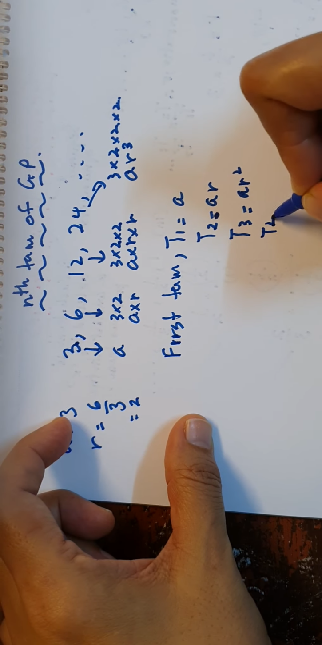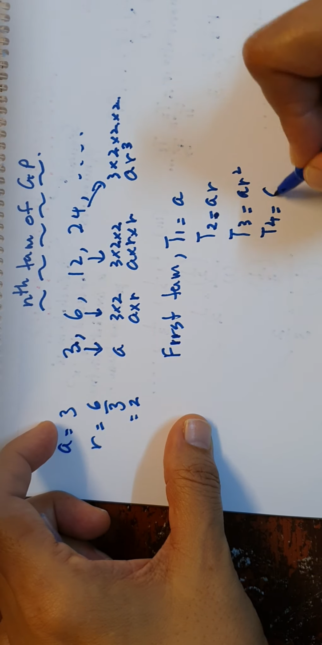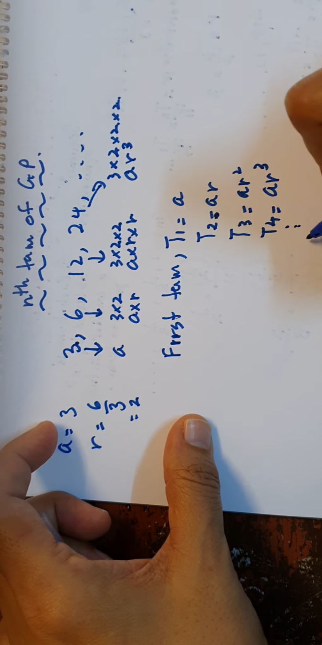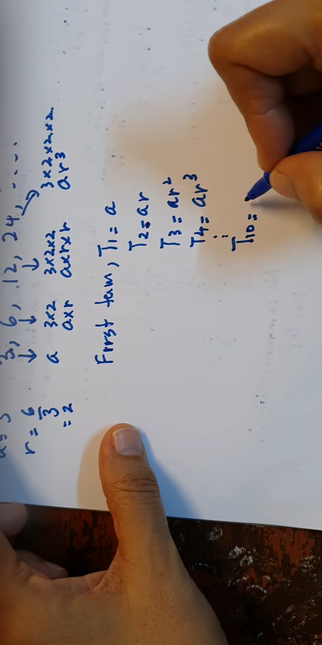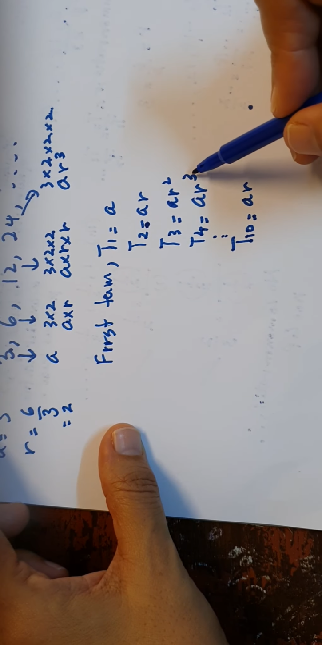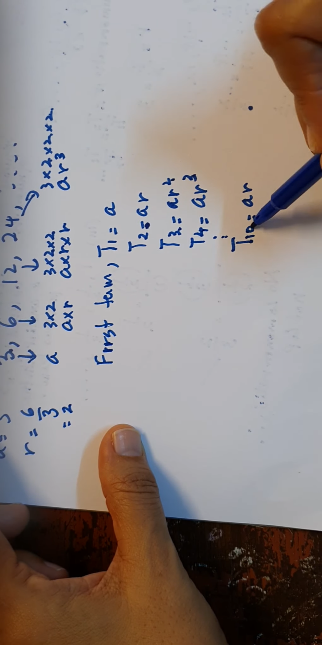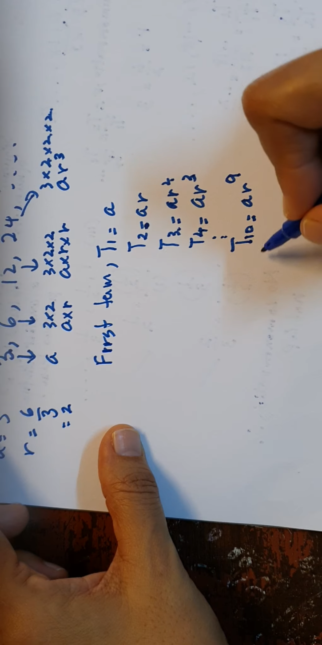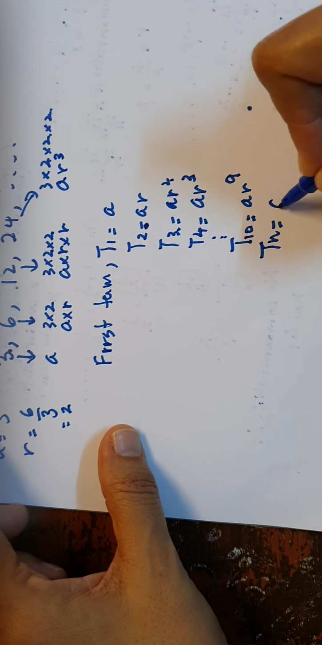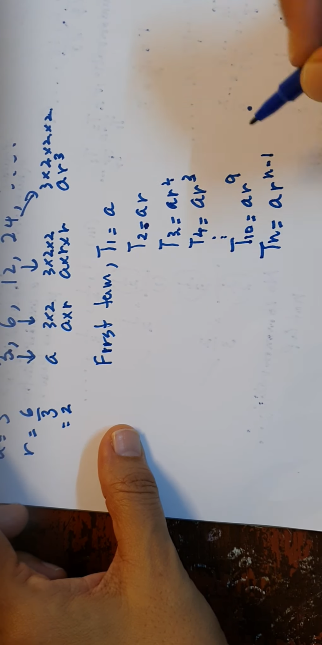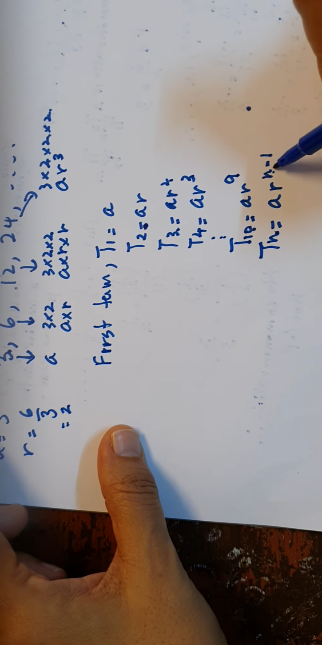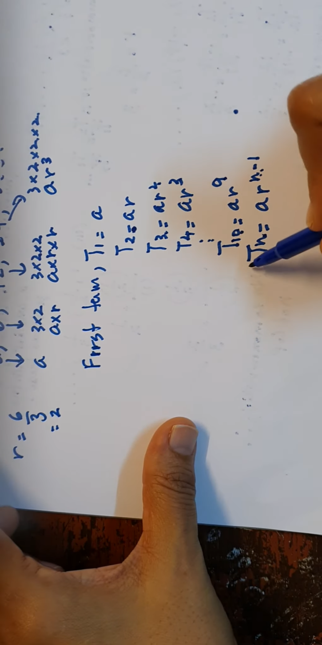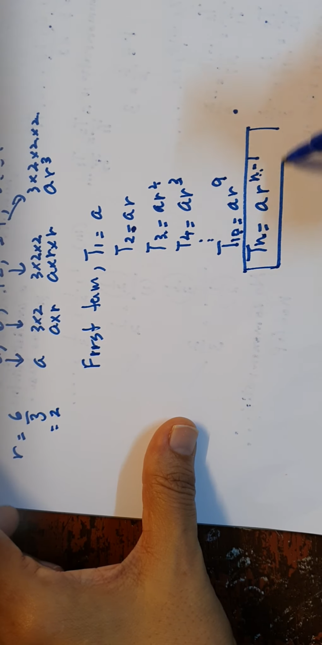My fourth term, ARQ. Okay. My 10th term will be: 4 is 3, 3 is 2, 10 will be 9. So my n term will be ARN minus 1. If this is a 10, this is a 9. If this is an n, this is an n minus 1. So you have derived your first formula.